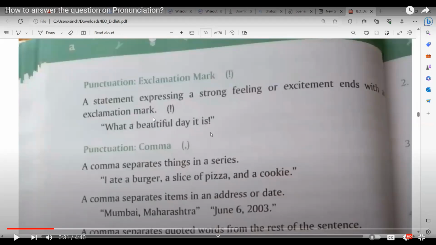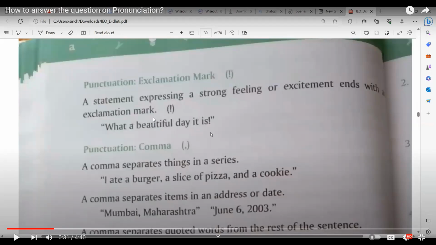Excellent. So what happens when we are expressing our strong feeling or excitement? For example, if we are expressing our happiness, sadness, or some exciting news, we use the exclamation mark. For example, what a beautiful day it is. Then, hooray, we won the race. So here after hooray, we will use the exclamation mark. Why? Because we are expressing our excitement. Obviously we won the match, so we are very excited about it.